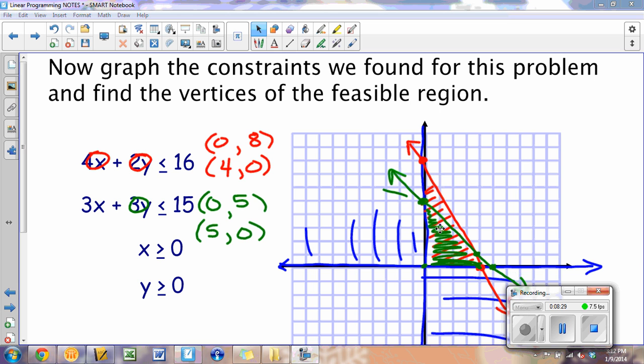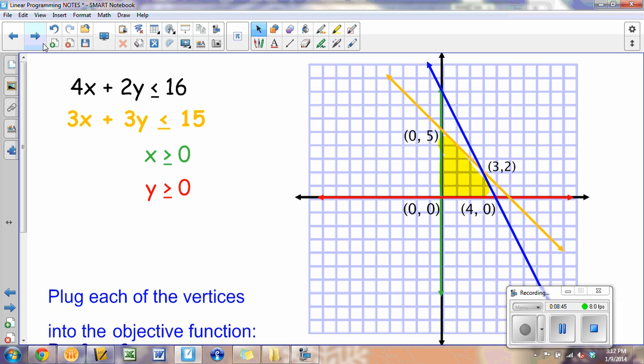Okay, so I didn't use a ruler, so mine's not perfect. But when you do yours, you do need to make sure you use a ruler and that you are really getting those exactly right, or you're not going to get your vertexes quite right. So I think that this one here is a little low. So I did this one here all nice and straight and pretty. So there's our feasible region, and here are my 4 vertexes.